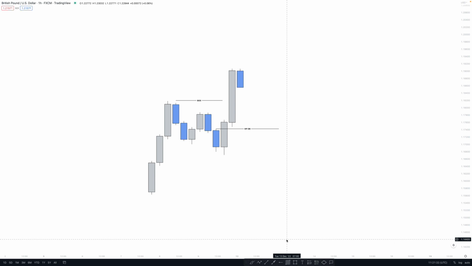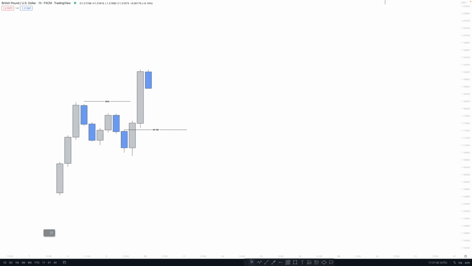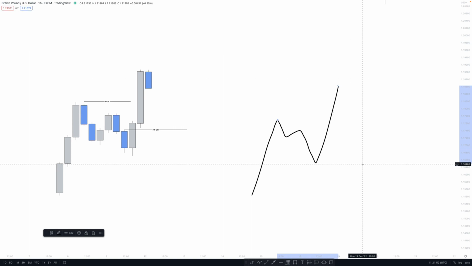So in this example in front of me, I have an example of a good break of structure. As you can see, price is showing us momentum to the upside, then we have a retrace or pullback, and then we are breaking above impulsively. You always want to look at this high right here. This is really important, because it dictates whether the break of structure is impulsive or not, good or bad.